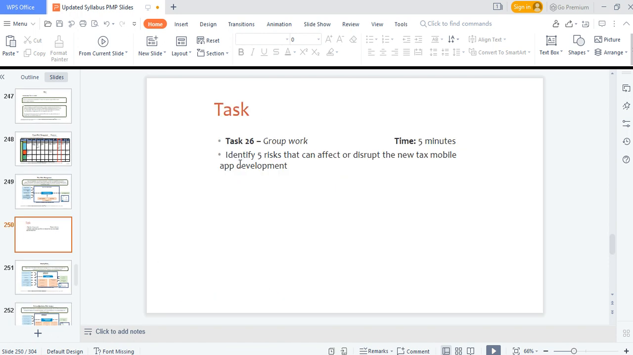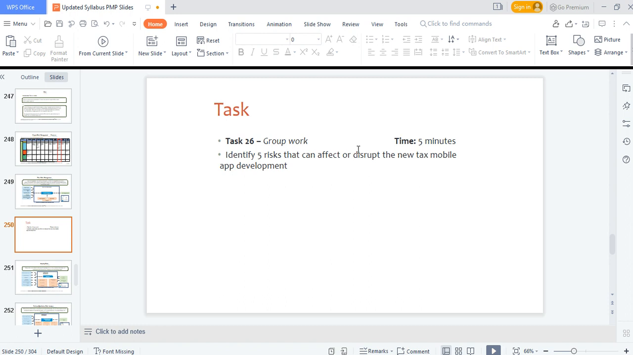Look at this task. Identify five risks that can affect or disrupt the new tax mobile app development. For instance, if you have team members, they fall sick. If, for instance, an upgrade in platform technology or version.